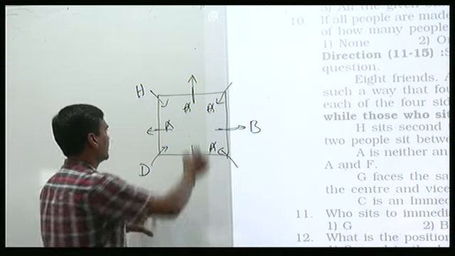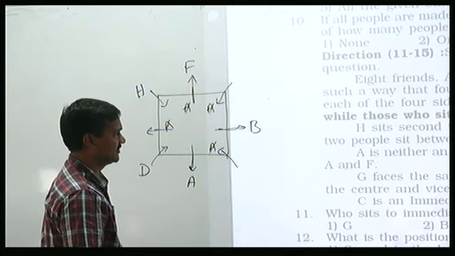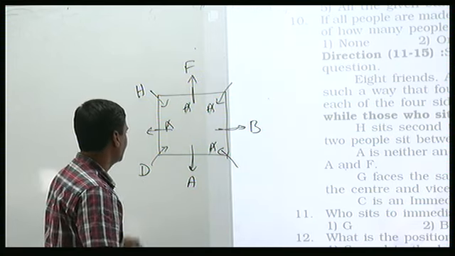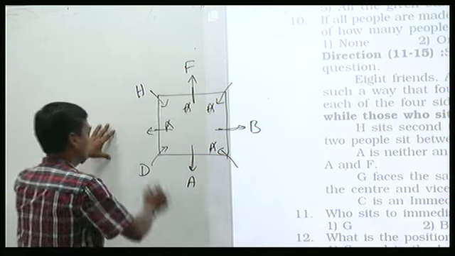That means A and F are opposite to each other, okay? And G faces the same direction as F. G and F are facing the same direction. F is at the center, hence G must also be at the center.